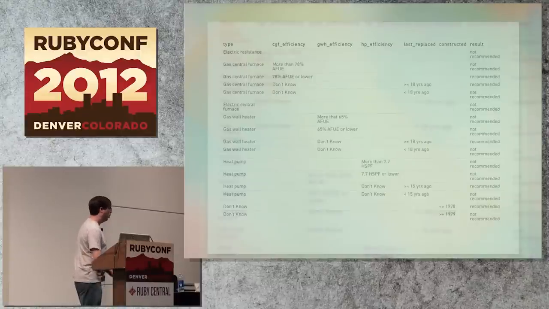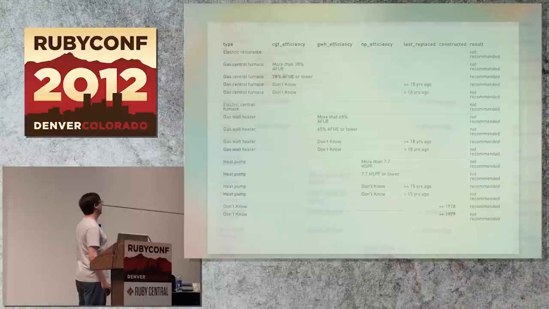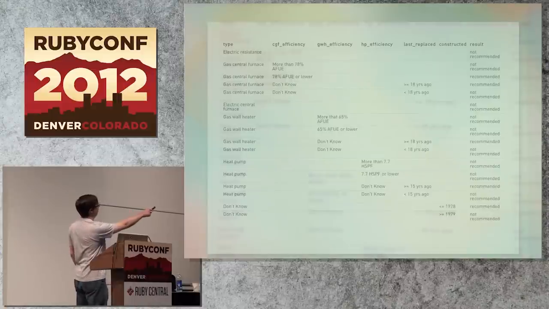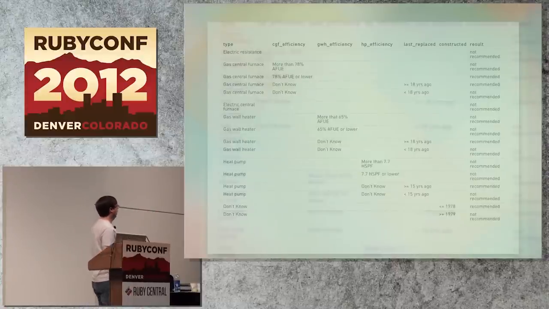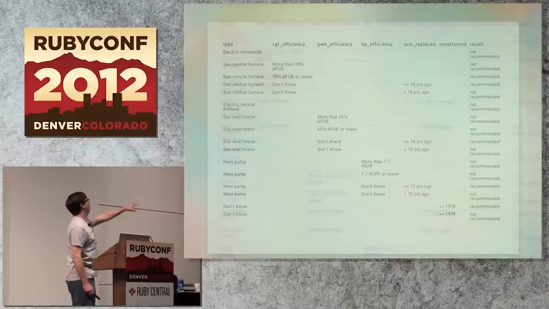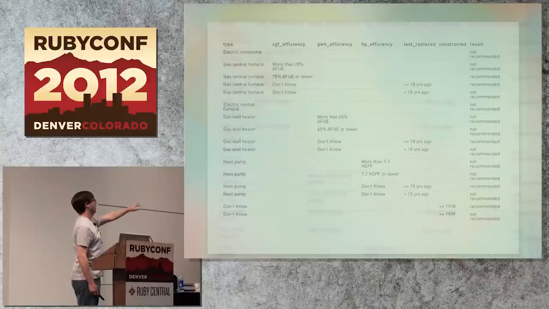So what we really had for some of these later rules is a more simplified table. If it's electric resistance, none of those other attributes matter. If the type is electric resistance, the outcome's not recommended. The same for some of those examples later on. Basically, anytime I have a space in that table, what that means is that attribute for that row doesn't matter.